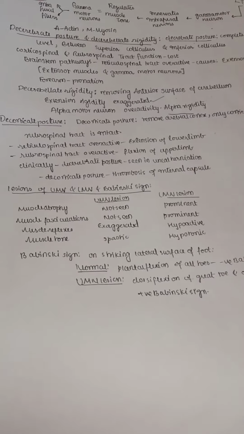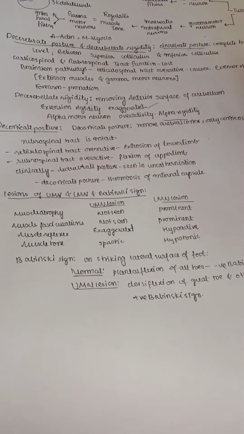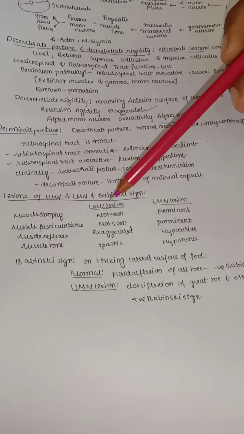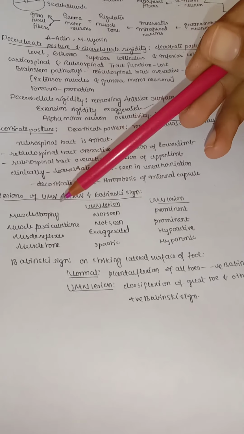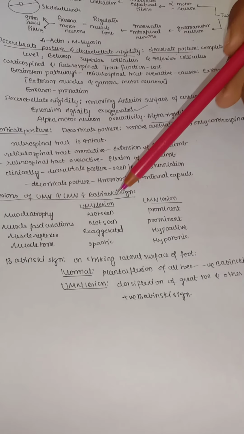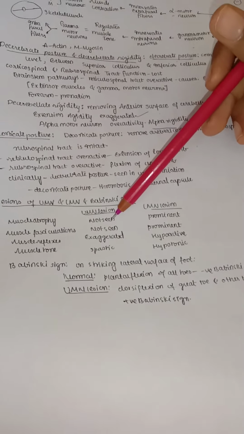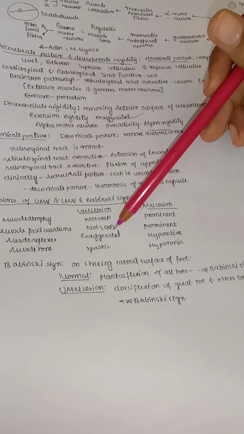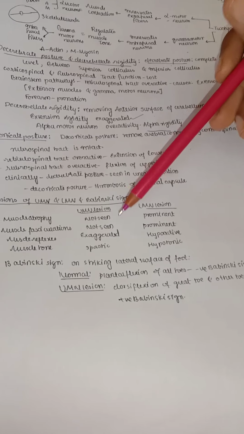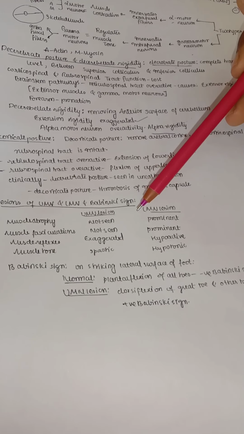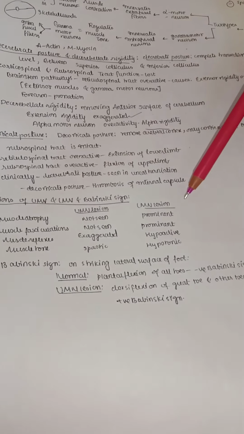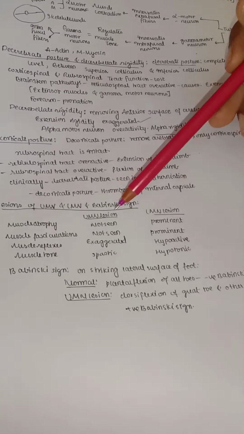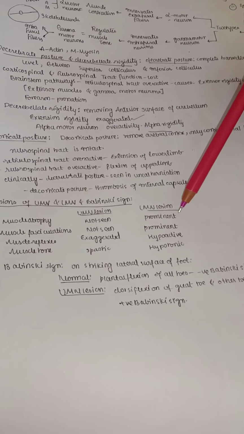Now let us see the lesions of upper motor neuron and lower motor neuron, and also what the Babinski sign is. So let us check it out. First we will see upper motor neuron. Muscle atrophy is not seen in upper motor neuron lesion, because the upper motor neuron is usually inhibitory, right? So if there is a lesion, of course it will not undergo any inhibition, so no atrophy. But in lower motor neuron lesion, you will see muscle atrophy, because it is normally an excitatory type of neuron.